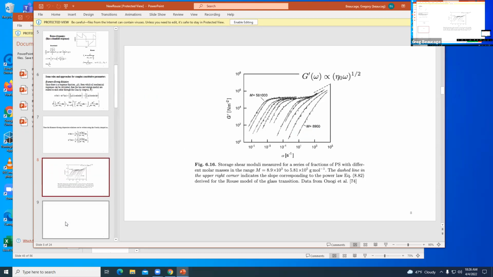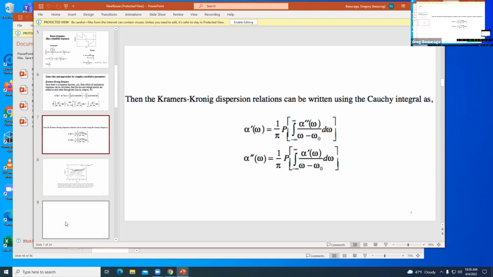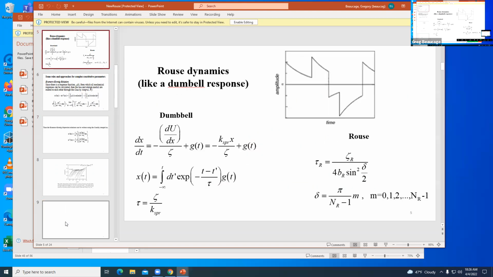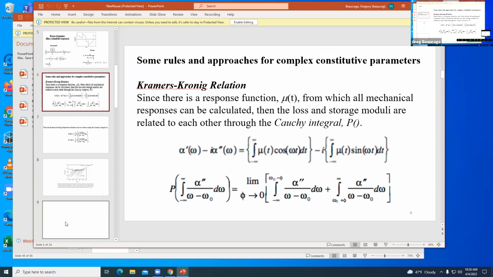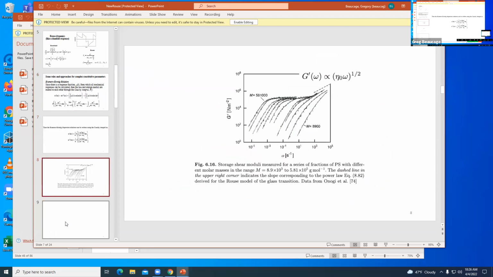And let's see. Another prediction that I didn't like is the Rouse prediction that within the Rouse model, the storage modulus goes with the frequency to the 1/2 power. I didn't derive that. It's not derived exactly in the book I have, but this is the common thing that you see.